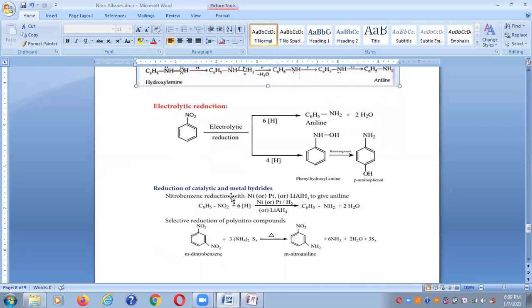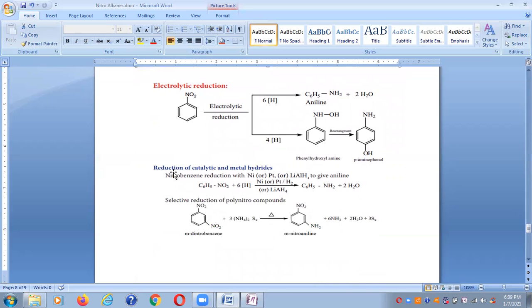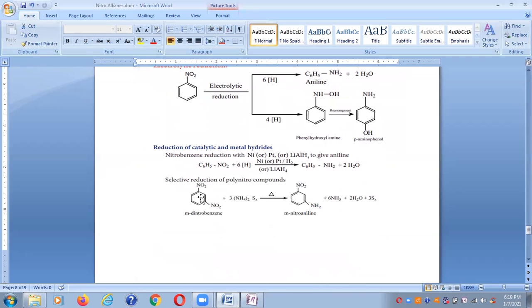Okay, so reduction of, reduction by catalytic, that means catalyst. So catalyst also gives this one, aniline. Okay, so this is one comma. Here ammonium sulfide is a selective reducing agent, which can reduce either one NO2 group. When we have two nitro groups, so this is 1,3-dinitro, m-dinitrobenzene. On reduction of this meta-dinitrobenzene with ammonium sulfide, the ammonium sulfide reduces either one NO2 group into the NH2 group.